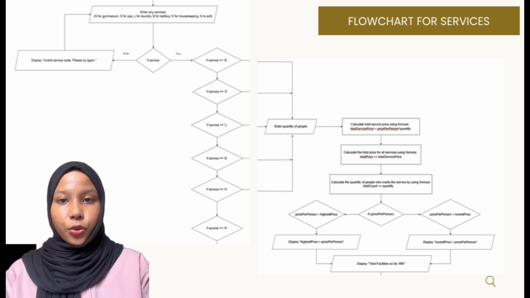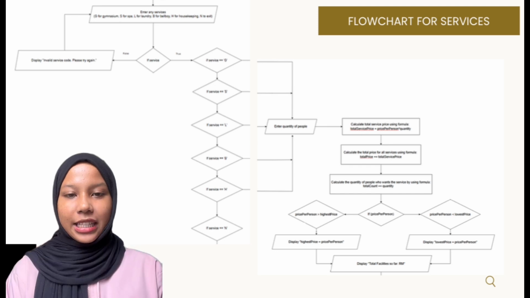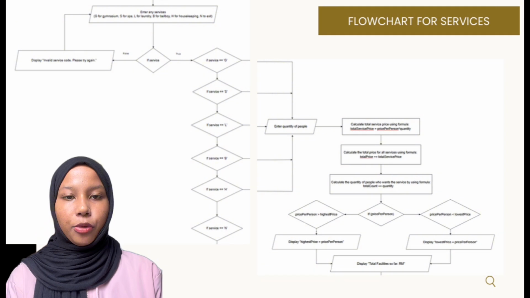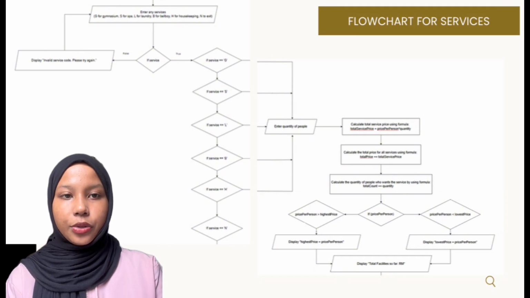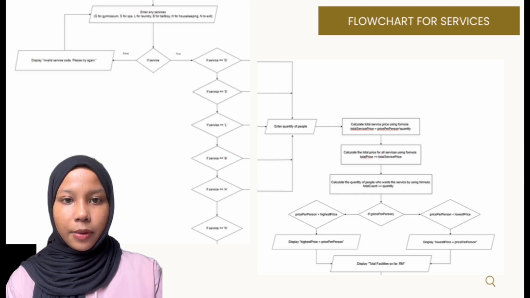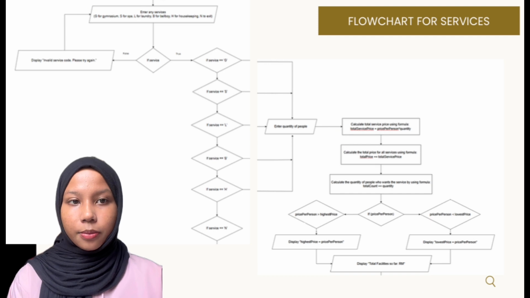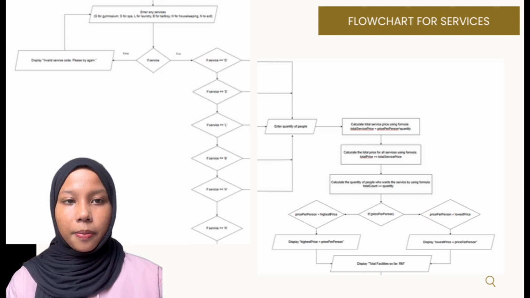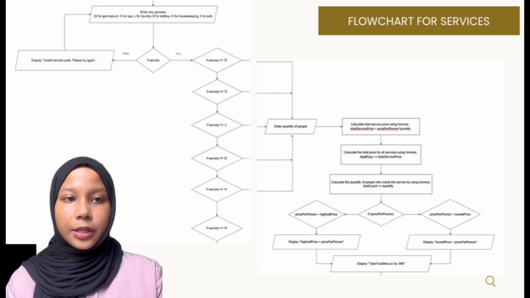If the service is true, which is G, S, L, H, B, or N to exit, then it will go to enter quantity of people. After the customers entered how many people that are using the service, the program will calculate the total service price using formula total service price equal to price per person multiplied with quantity. And then the program will also calculate the total price for all services using formula total price plus equal to total service price.